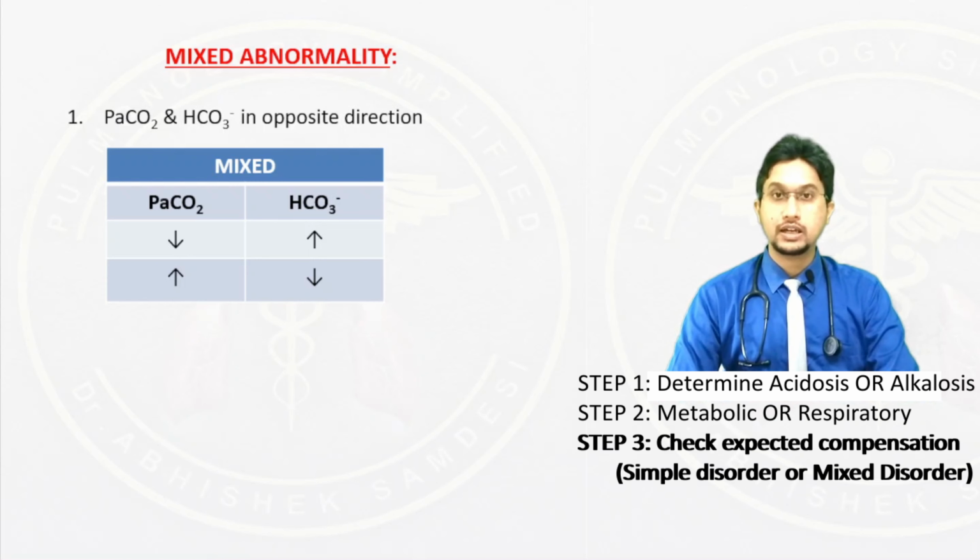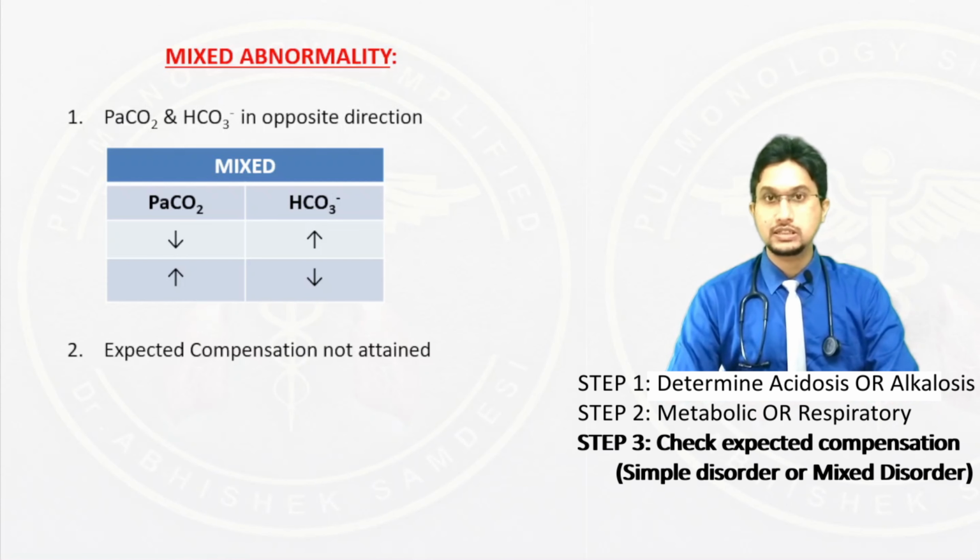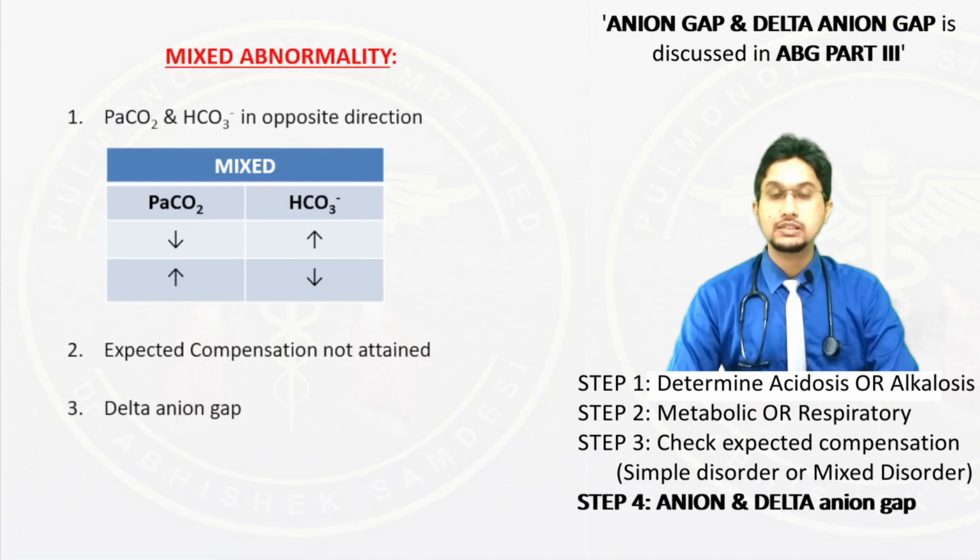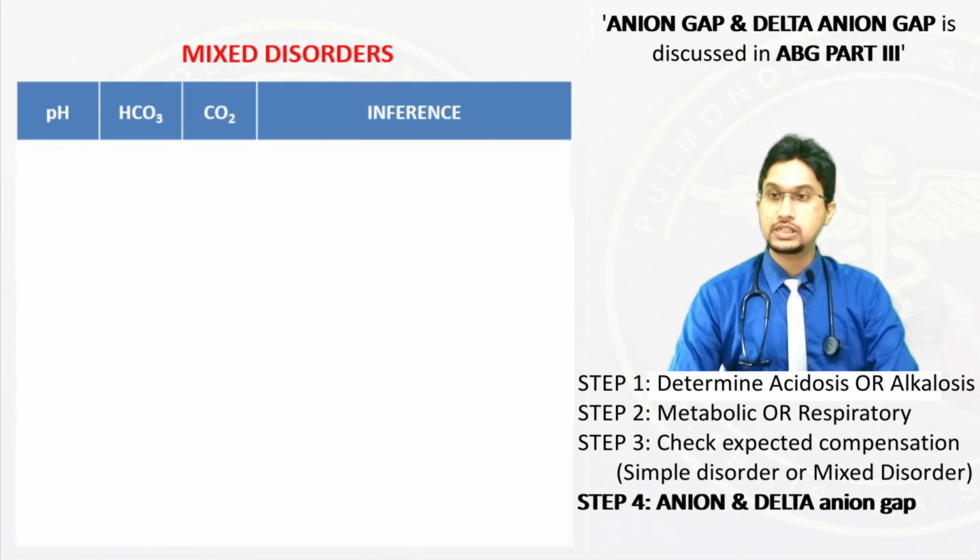The other scenario where you can expect mixed abnormality to coexist is when the expected compensation is not attained, which I have discussed in detail previously. The third criterion where you can have a mixed disorder is when your delta anion gap is elevated. That would be suggestive of metabolic alkalosis existing with metabolic acidosis. This I have explained in detail in the previous video. Now let us have a look at a few of these examples.